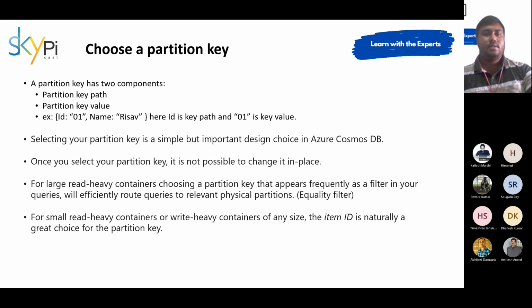What partition key and partition key value mean is this: let's say ID is a partition key path. We have a document with two items, two values. One is the ID and one is name. If we select ID as a partition key, it is called the partition key path, and the value for this path is 0, 1. So here the ID is the key path and 0, 1 is the key value. This is how it is named in Azure.